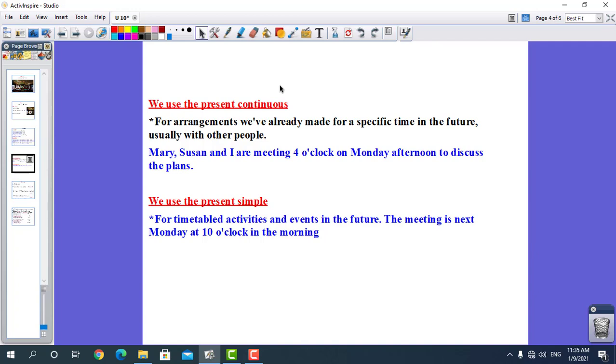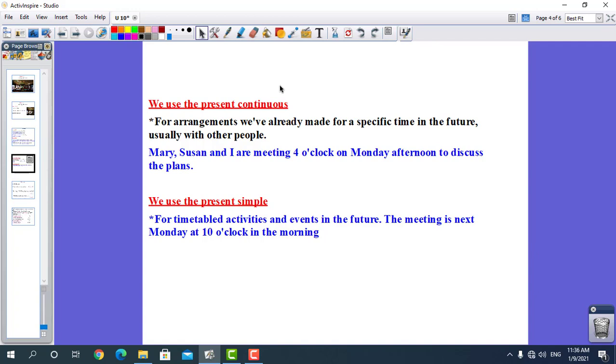For arrangements we have already made for a specific time in the future, usually with other people. Mary, Susan and I are meeting at 4 o'clock on Monday afternoon to discuss the plans. So we have made the arrangements for a specific time that we know in the future, and we are waiting for the moment that we are going to talk about it.